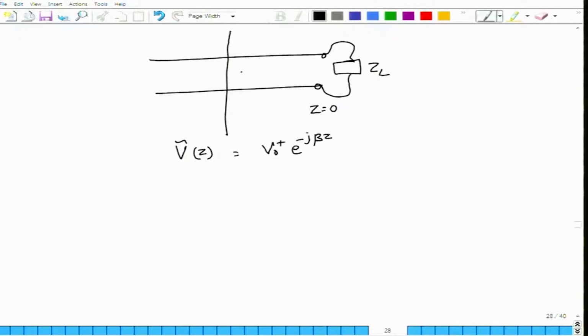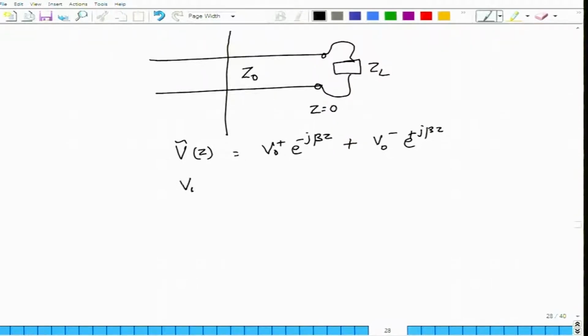I am considering the transmission line of no losses, that is the characteristic impedance Z0 is completely real, it is a lossless transmission line. So, the total voltage at any location z will be V0 plus e power minus j beta z. You do not individually measure this, you only measure the total voltage which would be given by V0 plus e power minus j beta z plus V0 minus e power j beta z.